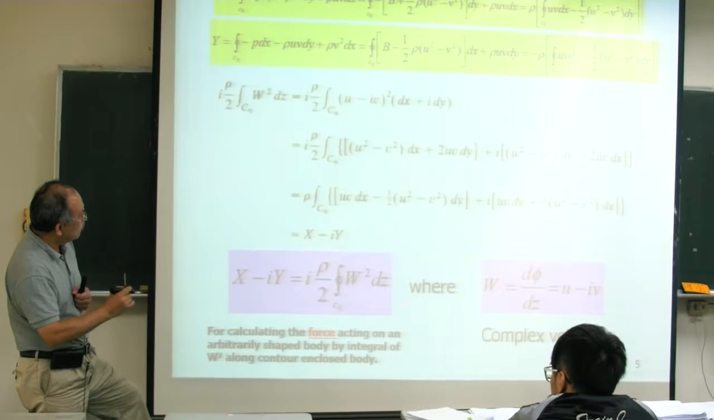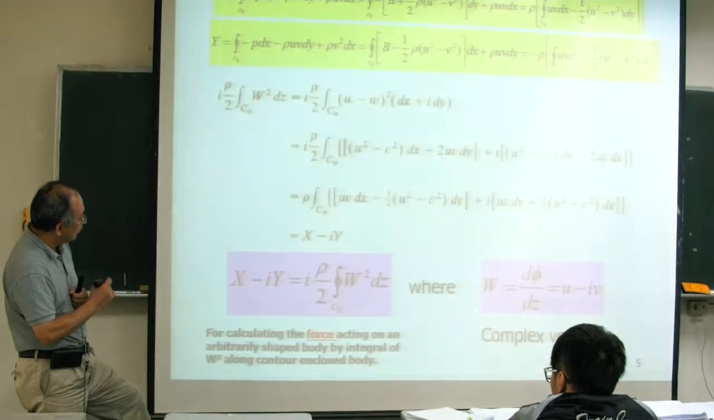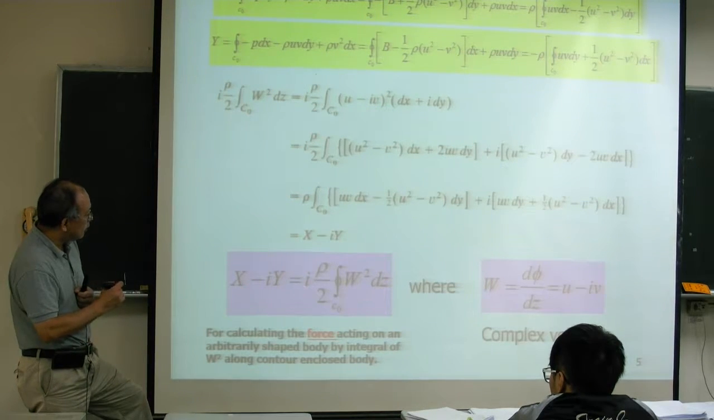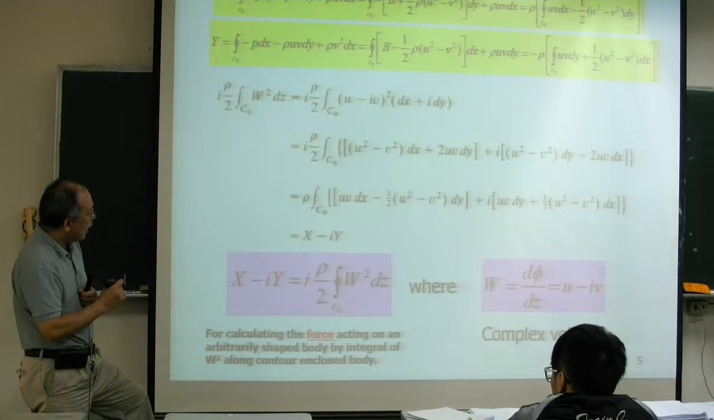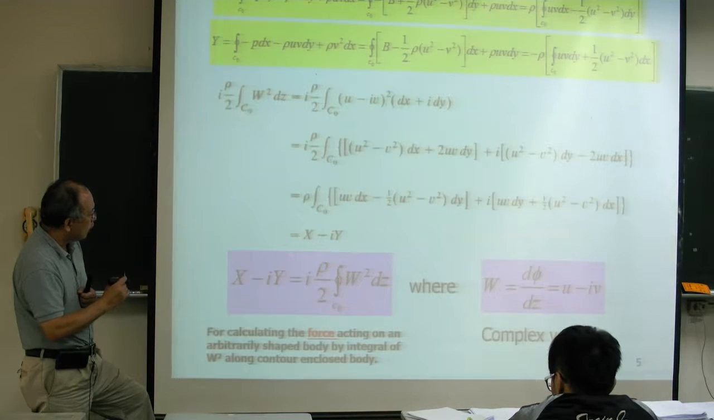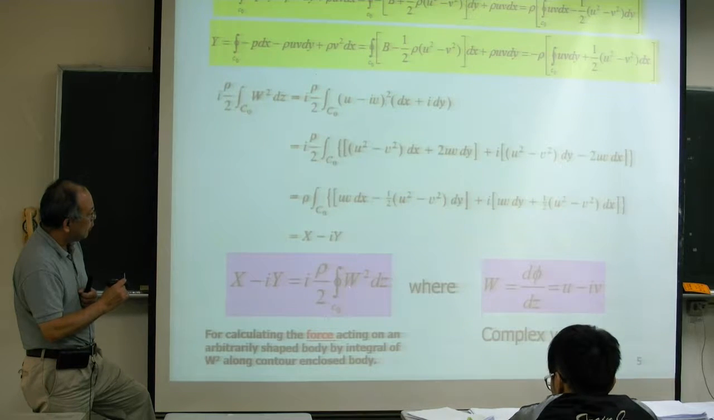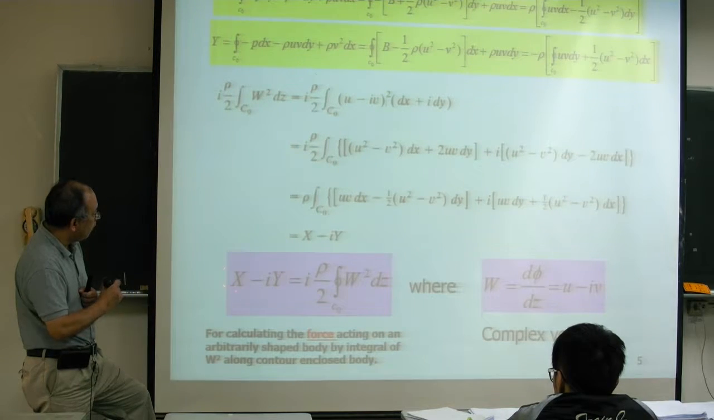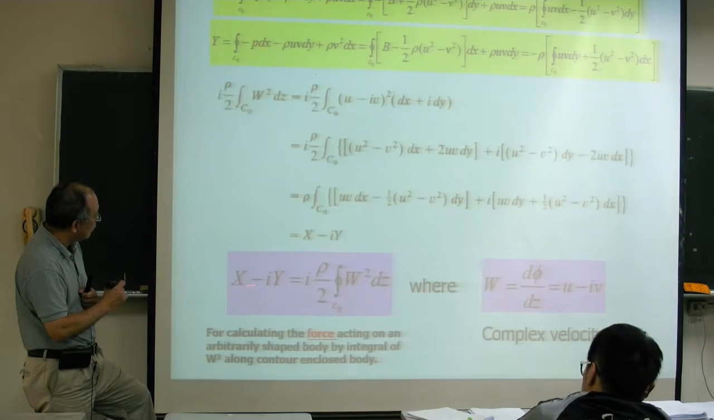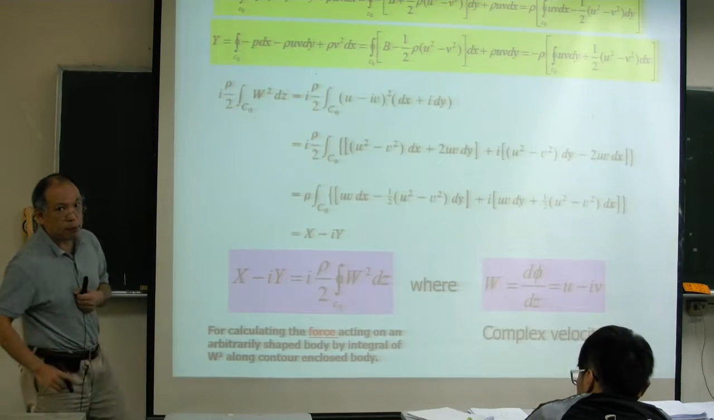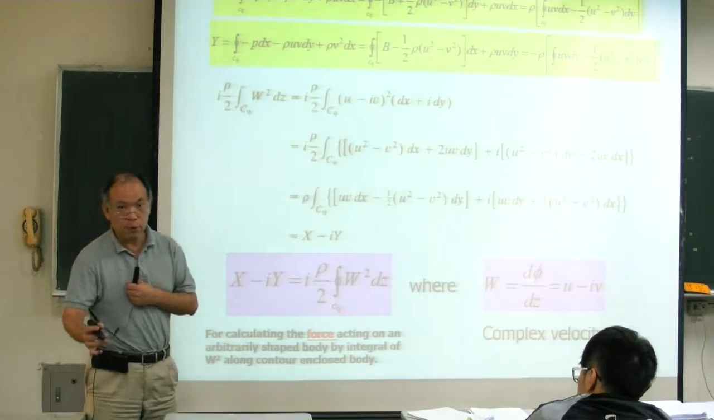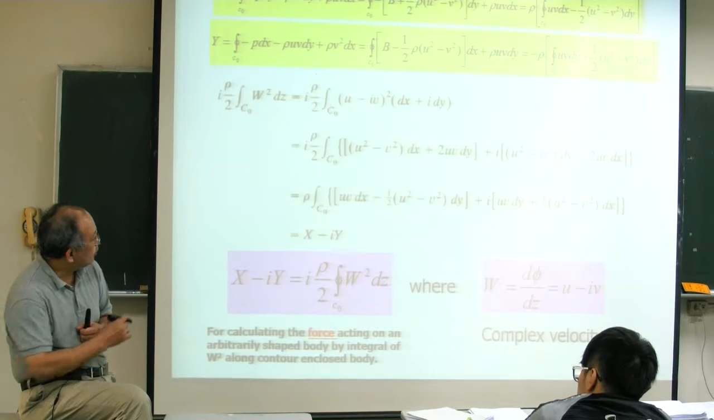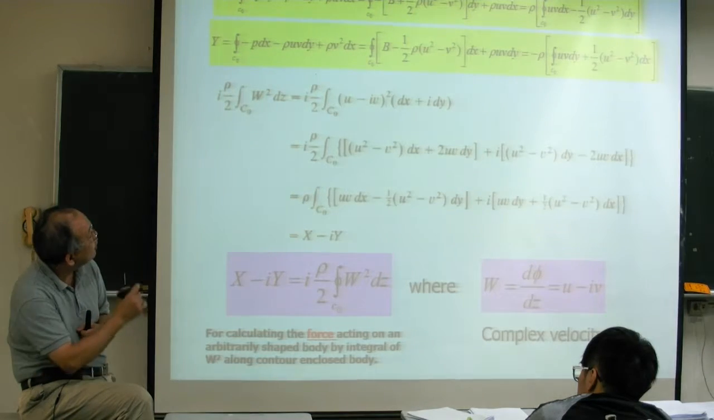Okay, for this formula here, X is the force in x direction minus iY, Y is the force in y direction. Okay, how do you get this? You can get this from this formula. i times rho over 2, the closed loop integral C sub 0 of W squared, complex velocity squared, dz. And if you can find out this, you can find out real part represents the force in x direction, and imaginary part equal to minus Y is the force in the y direction, but the reverse sign here. Okay? So that's, we proved the first equation for Blasius integral law.